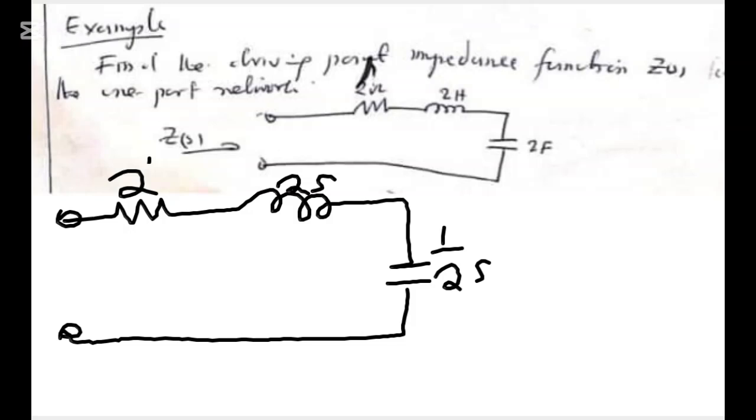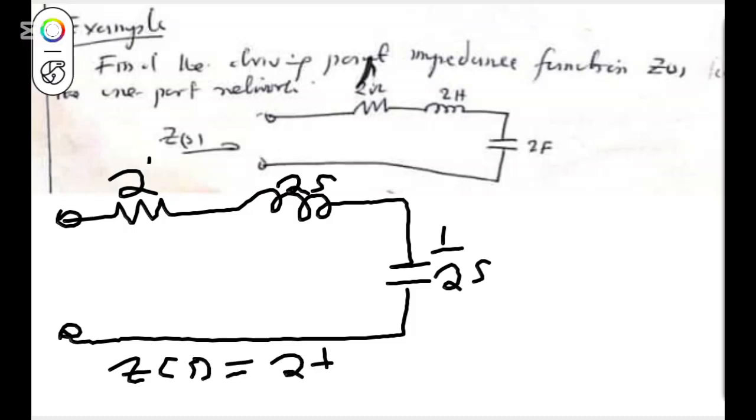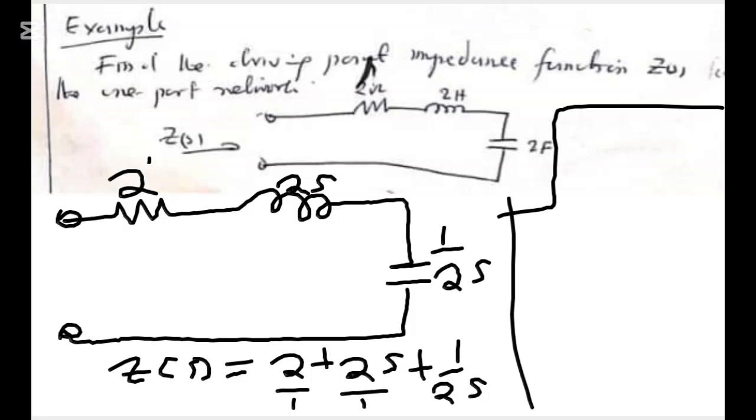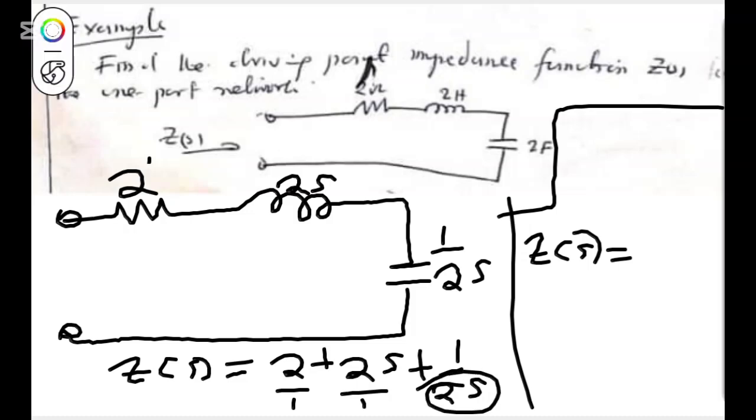So the next thing I'm going to do is that Z(S) will now be equal to 2 plus 2S, because they are in series, plus 1 over 2S. This is the same thing as over 1. So the next thing, Z(S) is the same thing as, what will be the LCM? The LCM will now be 2S.